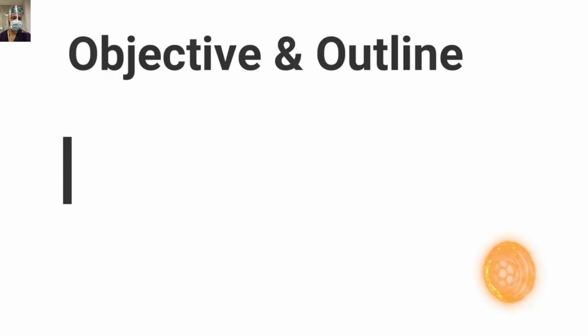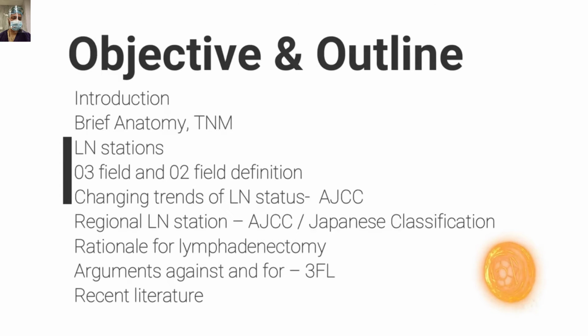This video tutorial has been divided into the following headings: Introduction, brief anatomy of the esophagus, TNM staging, different lymph node stations, 3-field versus 2-field definition, what are the changing trends of lymph node status according to AJCC classification 6, 7 and 8, regional lymph node station according to AJCC and Japanese classification, what is the rationale for lymphadenectomy, arguments against and for 3-field lymphadenectomy, and the relevant literature review.